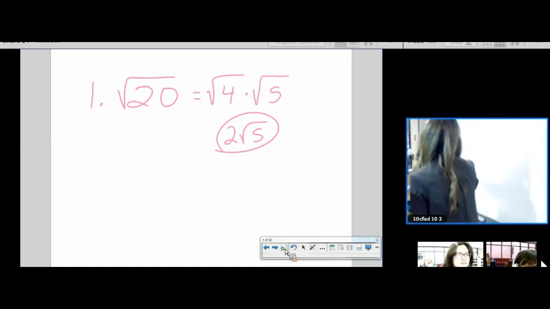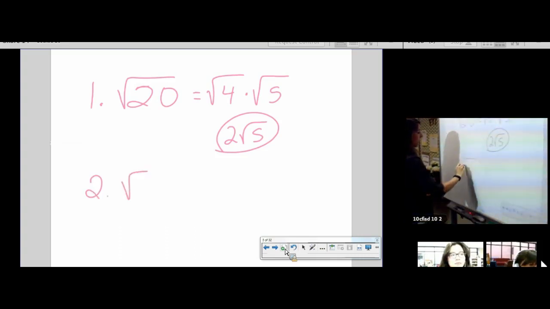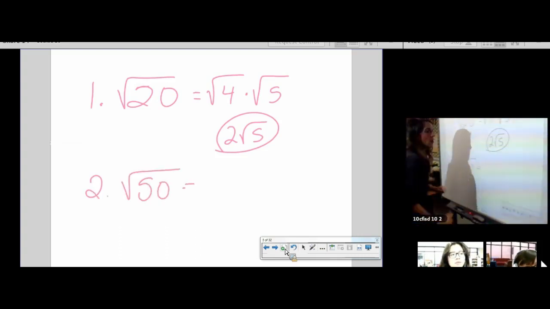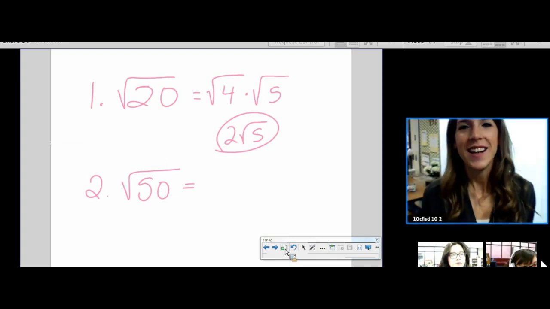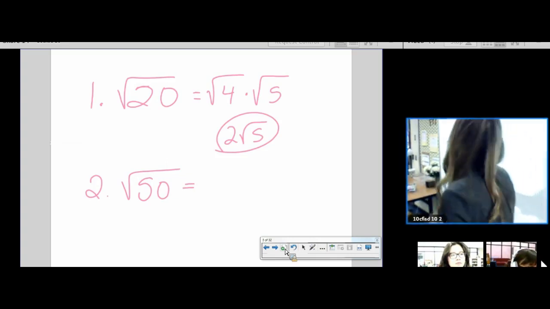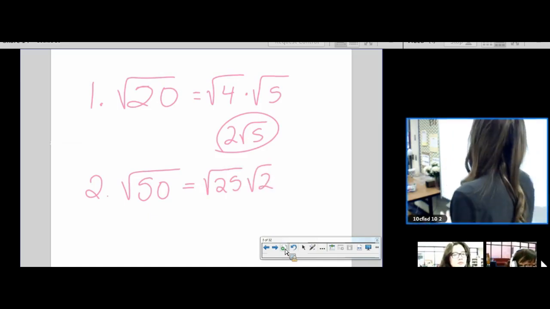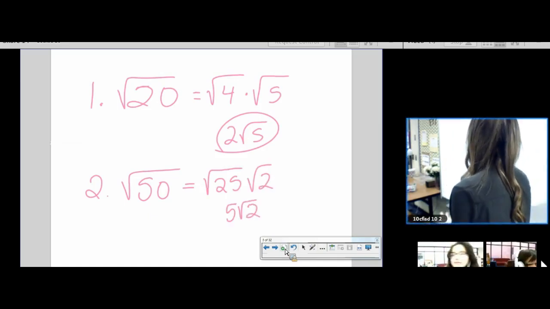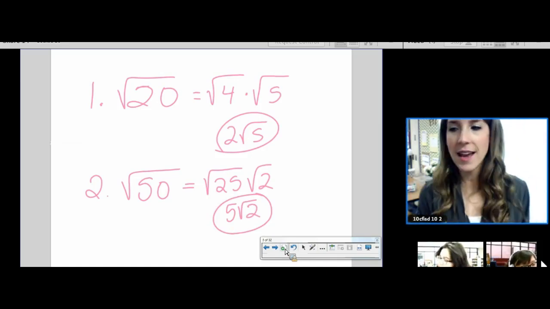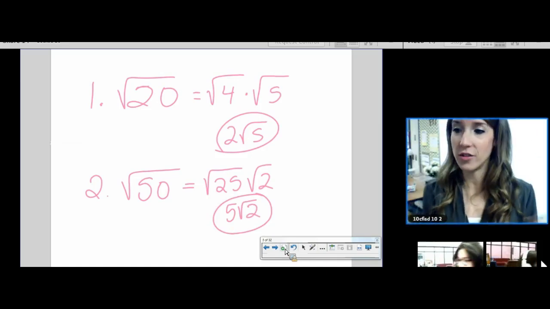So like on number 2, square root of 50. They're not going to pick 5 and 10 because neither of those are perfect squares. You're going to pick 25 and 2. Well, the square root of 25 is just 5. And so we're done solving it, and we didn't have to do a long, drawn-out factor tree.